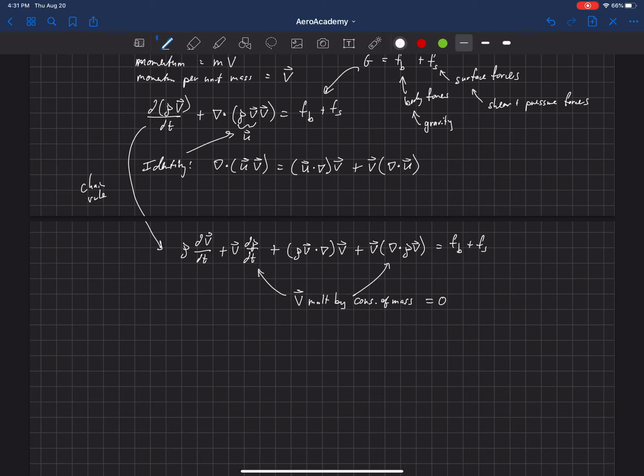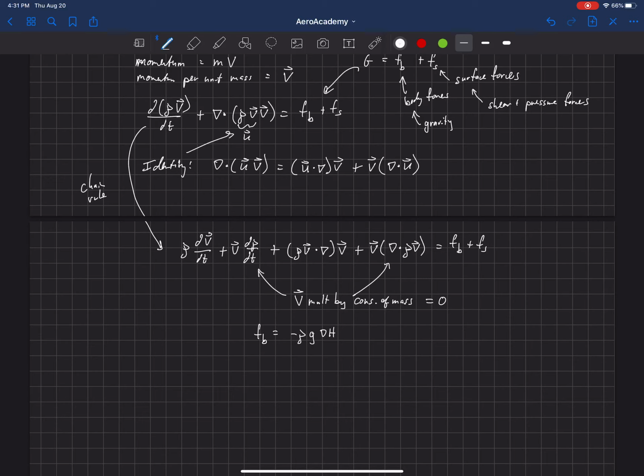Okay, now let's talk about F_B and F_S. So F_B is our body force, and like I said, we're only going to include gravity, although you could include some electromagnetic or other body force of that type, but we're going to write the gravity force as minus rho g times the gradient of h, the height.